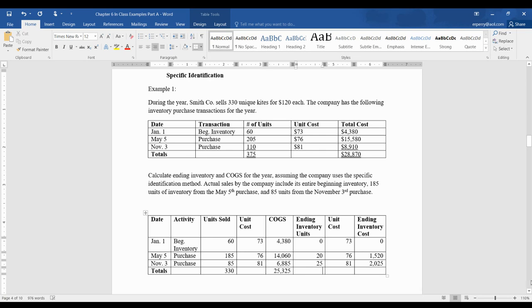How many units do I have left in my ending inventory? 0 plus 20 plus 25. So I have 45 units left. Also, double check that. Take my units sold plus my leftover inventory, what's in my ending inventory, and that should get me to my total number of units, 375. What's my ending inventory cost? My $1,520 plus my $2,025 gives me ending inventory cost of $3,545.